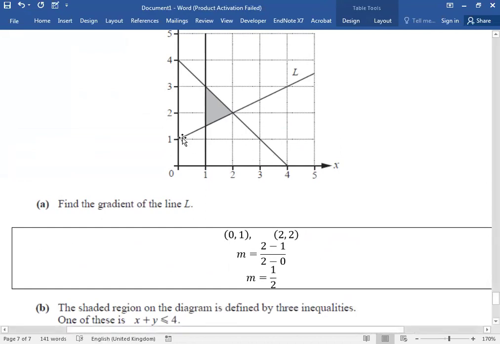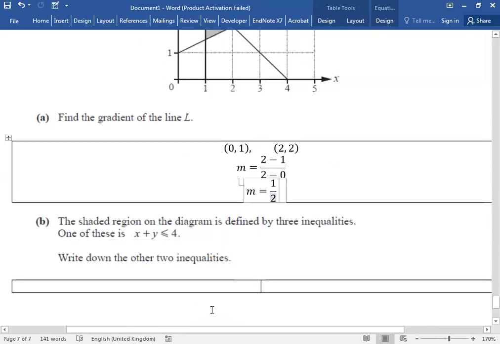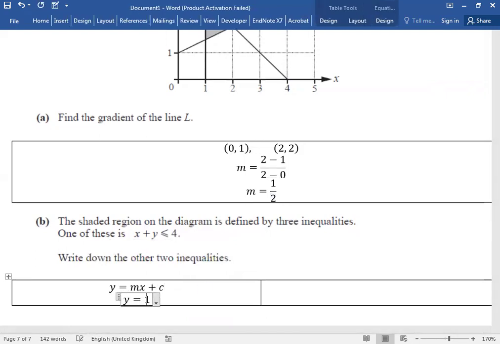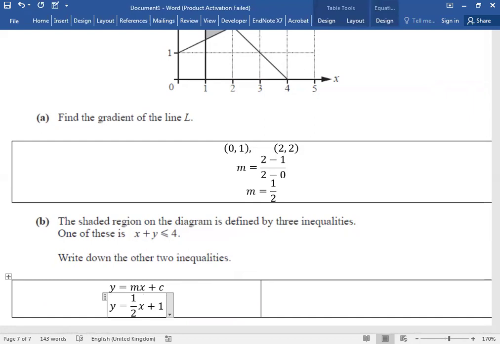What is the other line? The other line is line L. Can you find the equation of line L? First, tell me the equation of this line. You know the gradient is half. And what is the y-intercept for this one? What is the y-intercept of line L? 1. So if I use y equals mx plus c, gradient is half, x plus 1. This is the equation of the line.